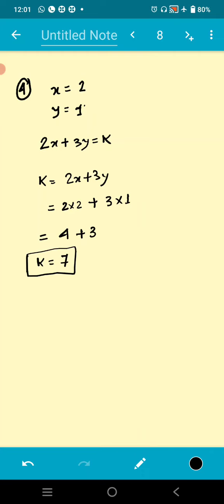Okay students, I hope you have all understood what a solution is, how many solutions are possible in a linear equation in two variables, and how to find the solution as well.